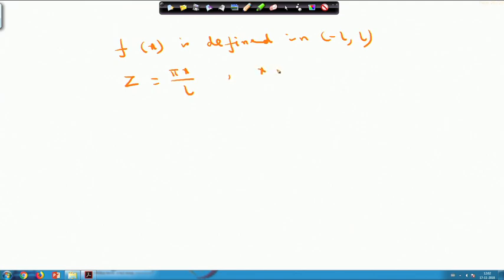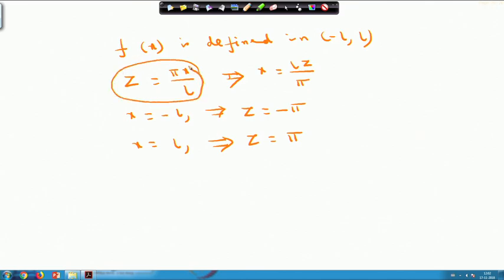So that from this you can write down x equals L into z by pi. And also if you see, as x equals minus L, you have z will be equal to minus pi, and whenever x is equal to L, then if you put it, z equals pi.